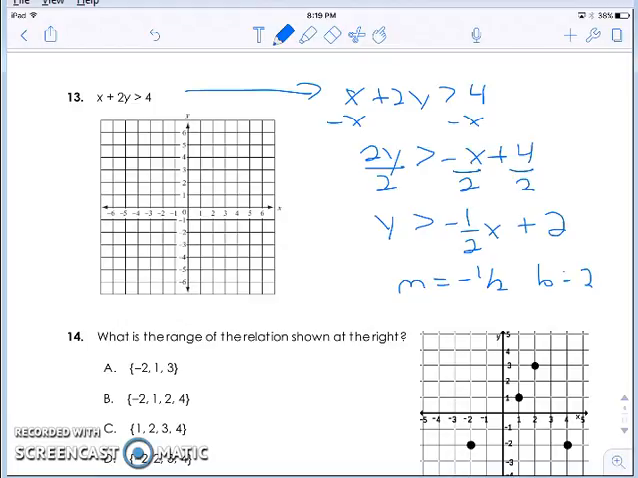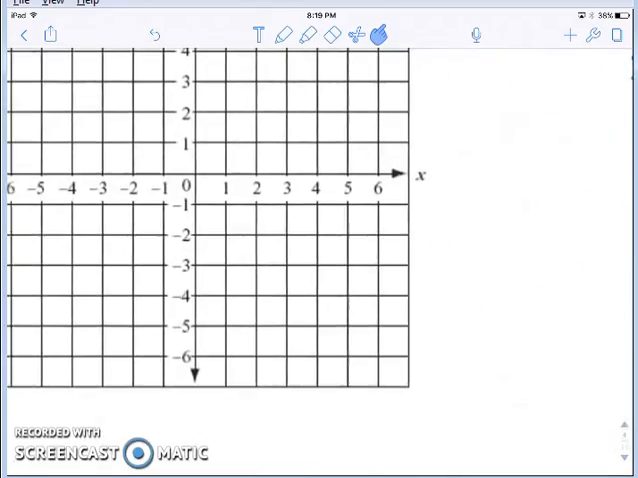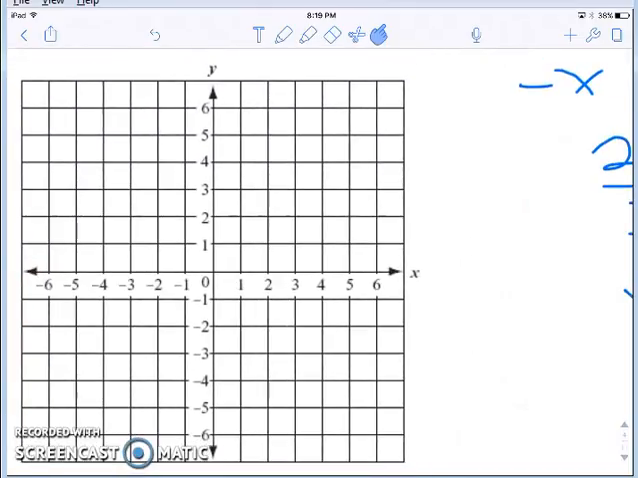So I'm going to start on the y-axis. Remember, it's your y-axis intercept. I'll start on the y-axis at 2. And from there, go down 1, right 2 for my negative 1/2. I'm going to go backwards.